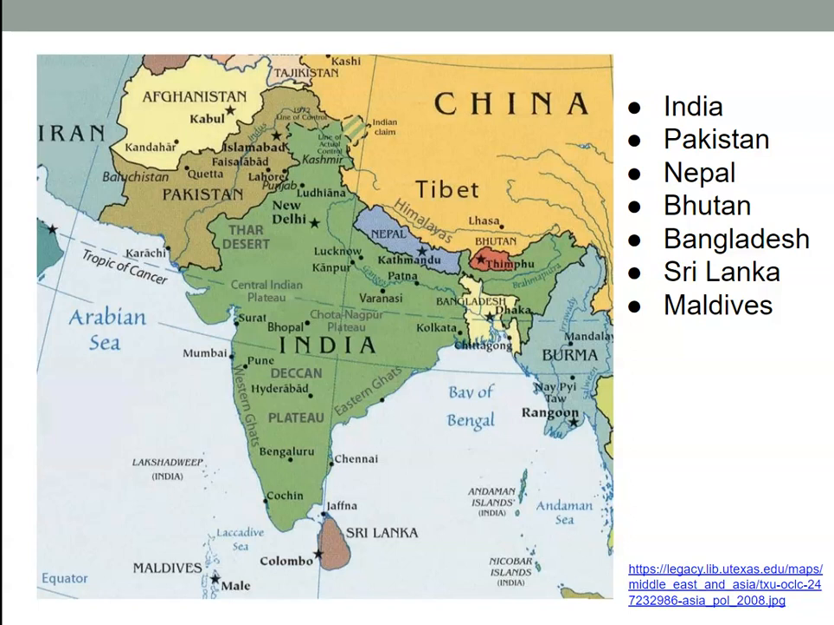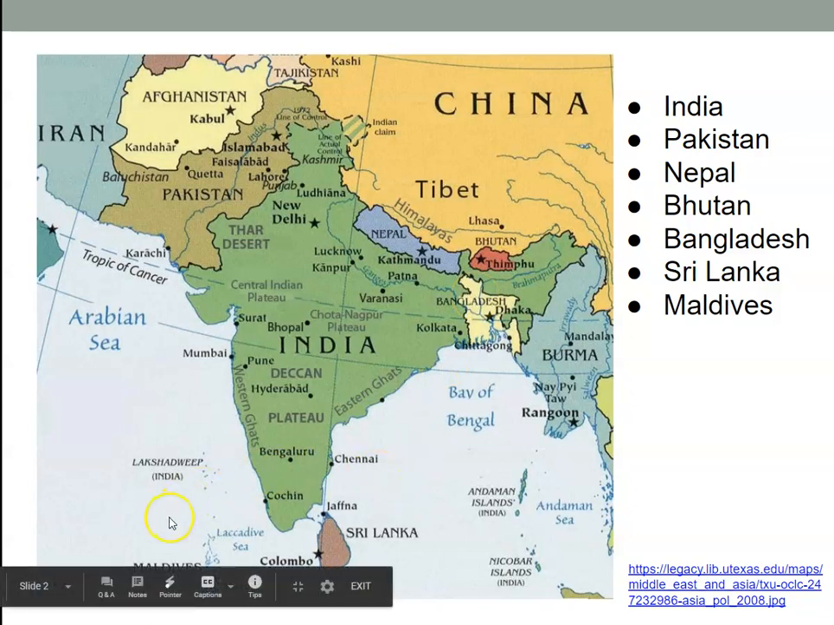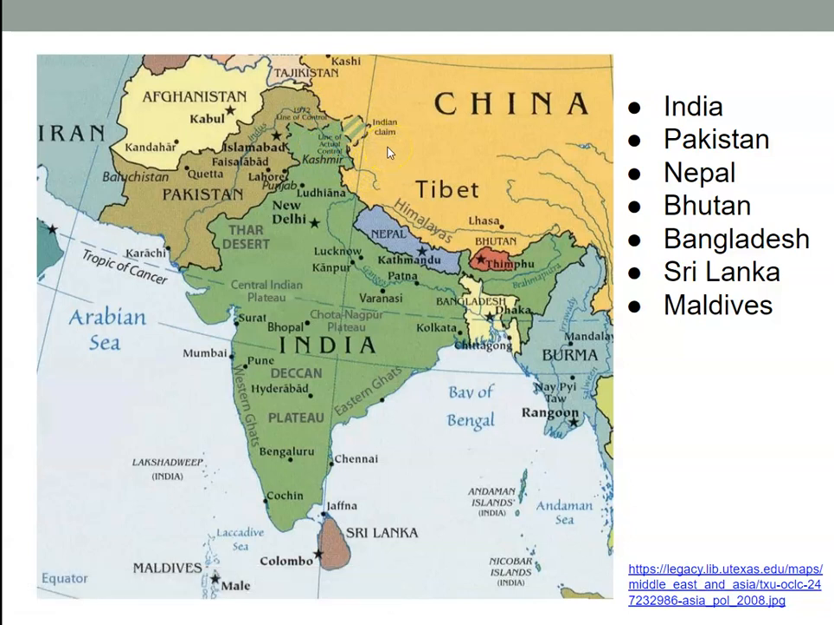So we'll be looking at specific countries such as India, which does make up the majority of this realm. We have Pakistan in the west. Then we have Nepal and Bhutan in the northeast. We have Bangladesh. We also have two island nations of Sri Lanka and the Maldives here. We'll also talk about Kashmir, which is not necessarily its own individual country, but it is being controlled and contested by three different countries in this realm.